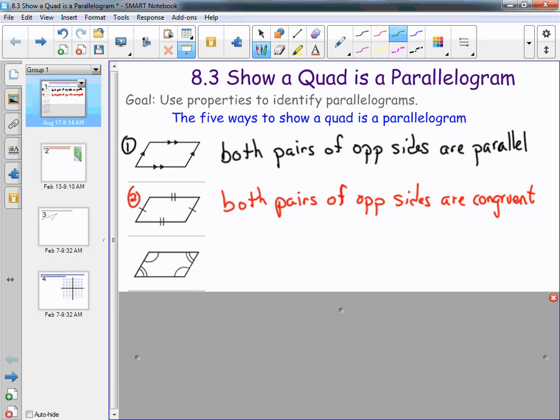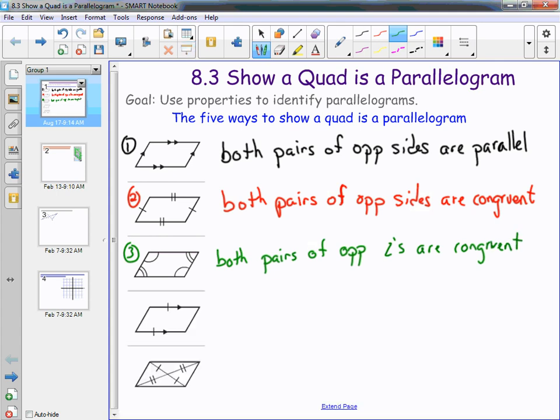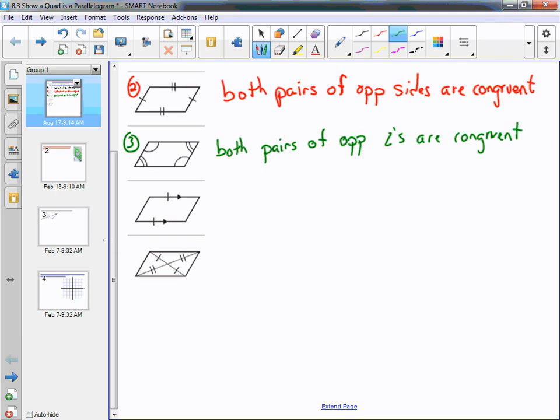Option number 3. As you can see marked on the diagram, both pairs of opposite angles are congruent. All right, so those are the first 3 options. Option 4 is the one that is a little bit different and was not shown in section 8.2.